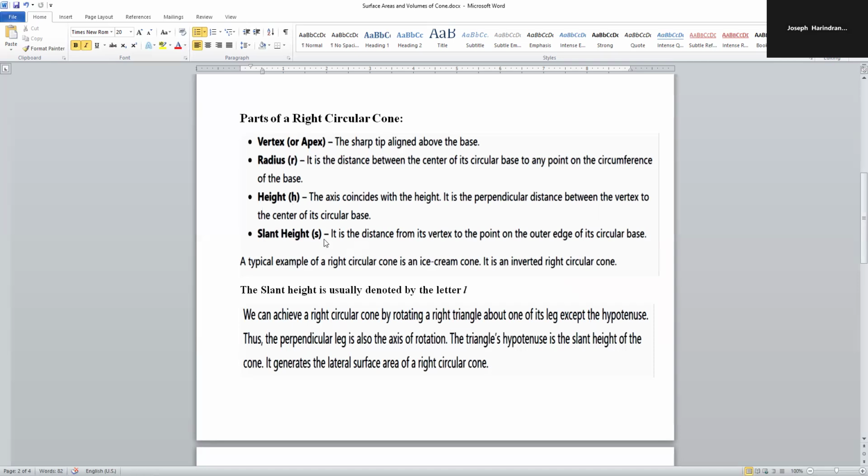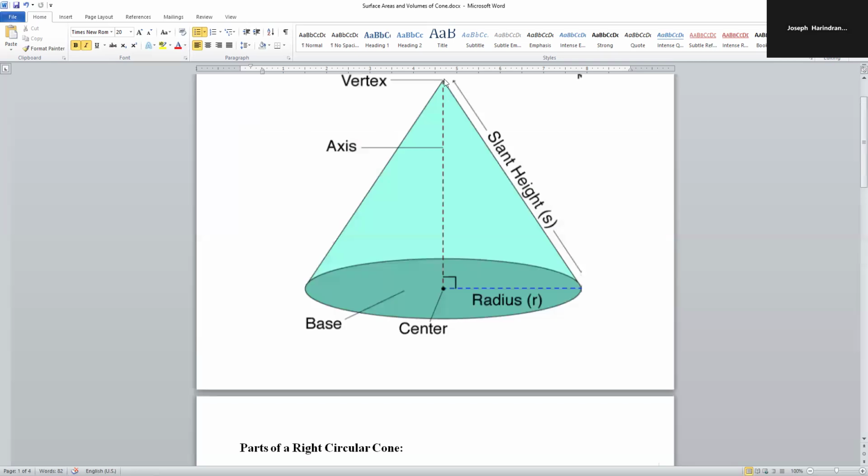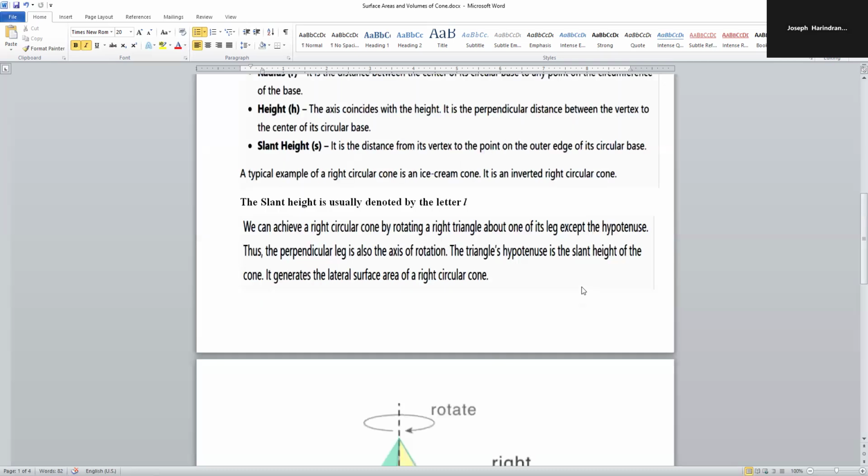Slant height is usually represented by the small letter l, not s, but small l. In all our problems, we will use the small letter l for representing the slant height. It is the distance from its vertex to the point on the outer edge of the circular base. This point to this outer edge, this distance, is the slant height.